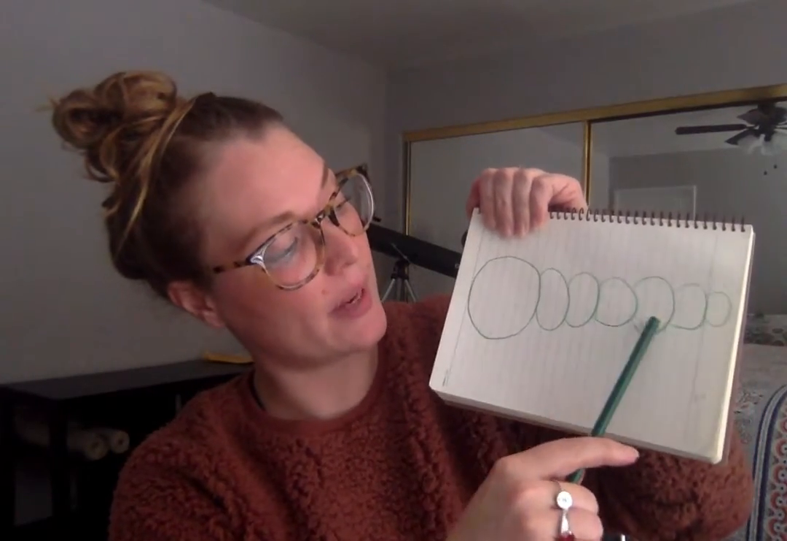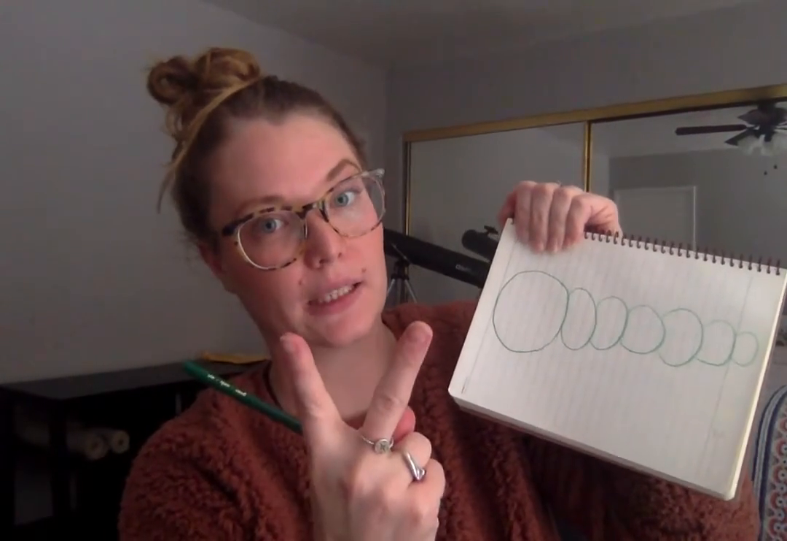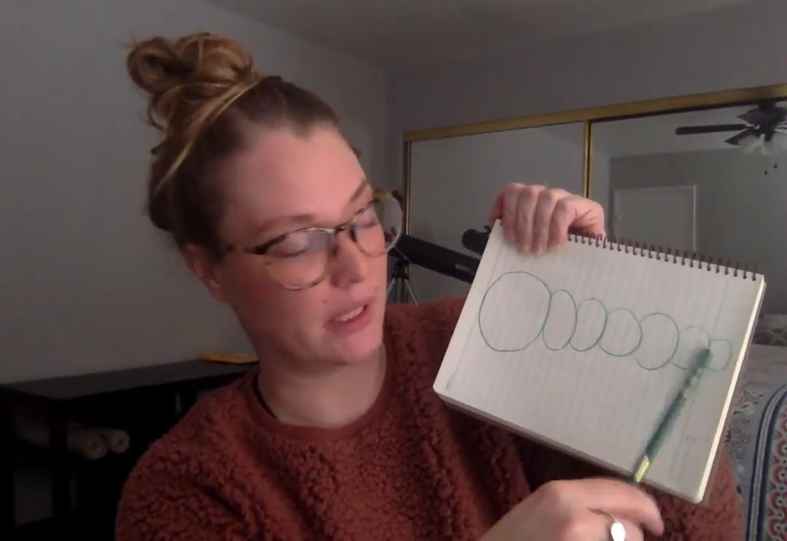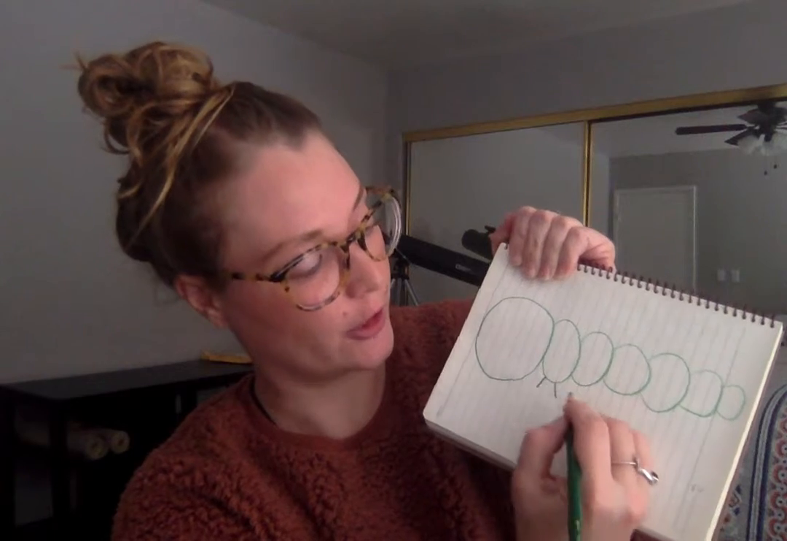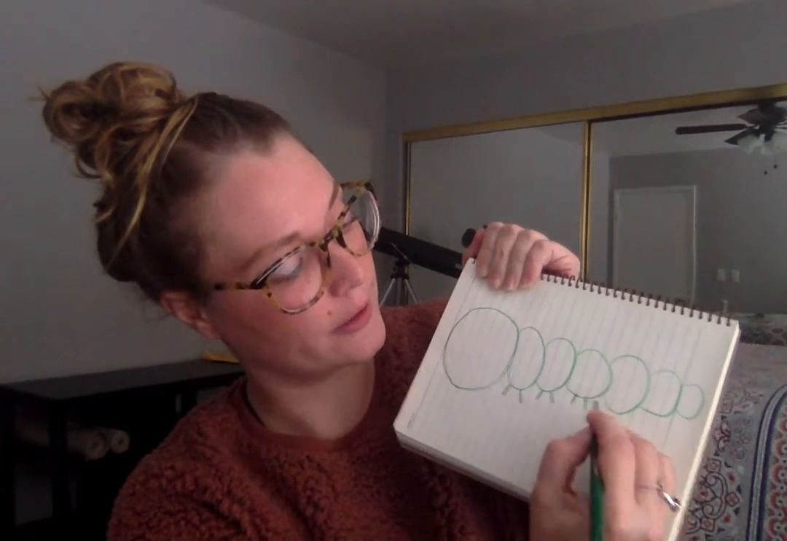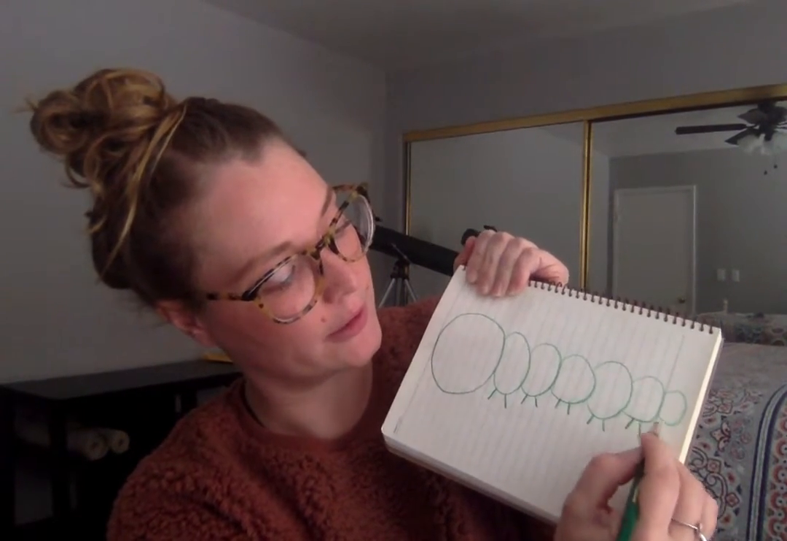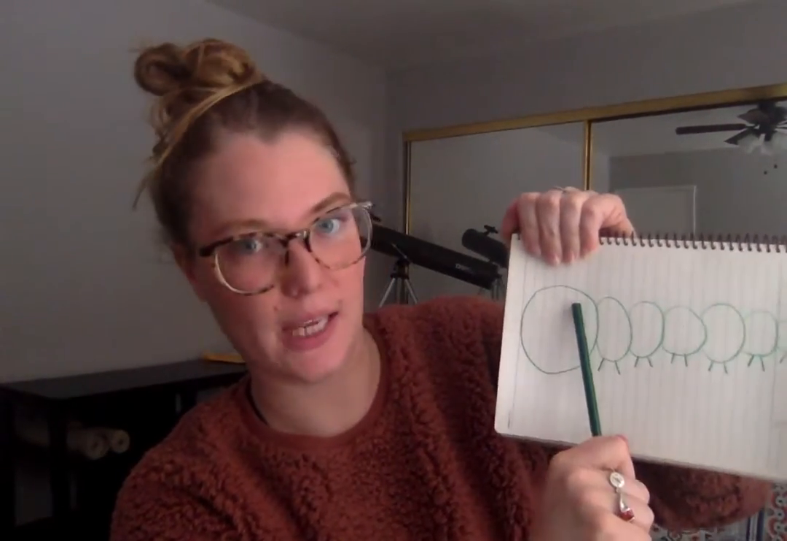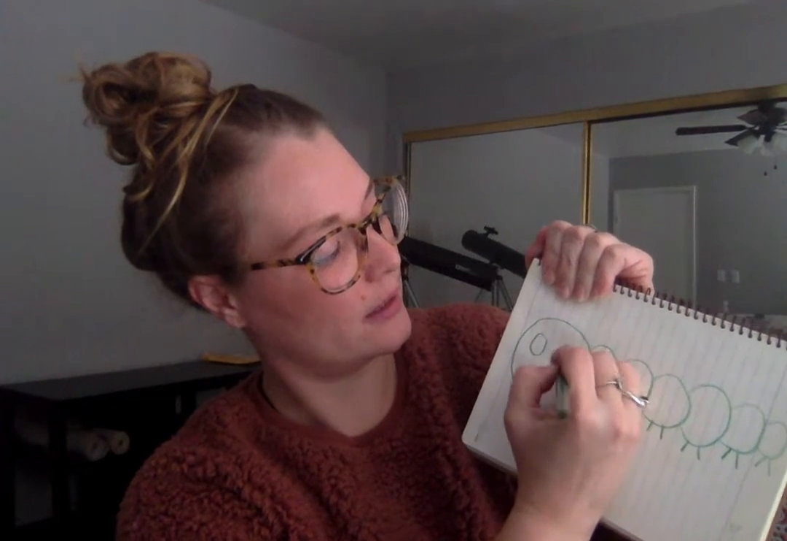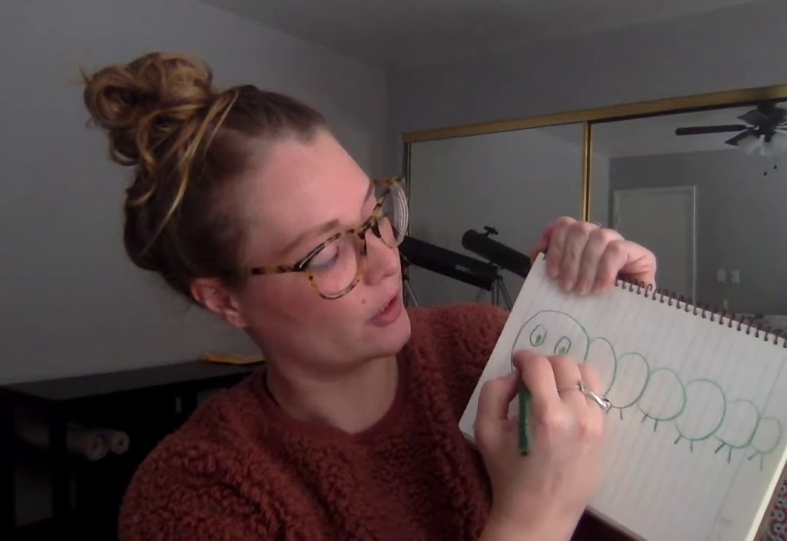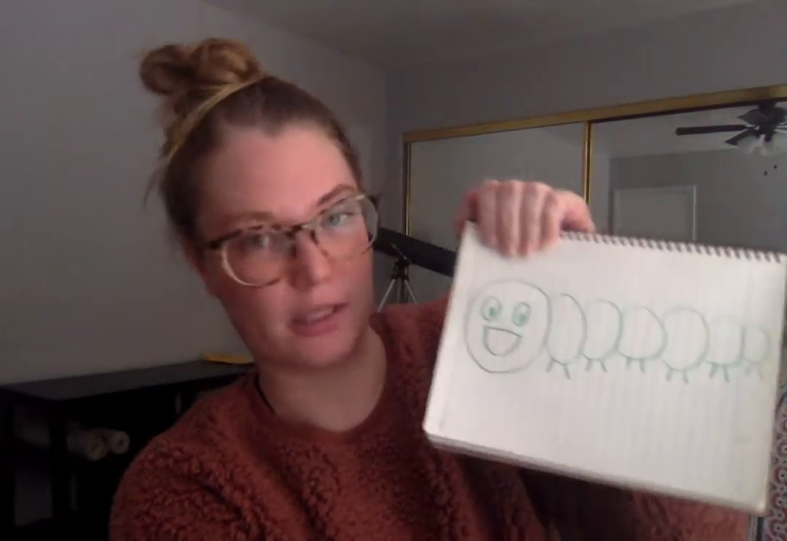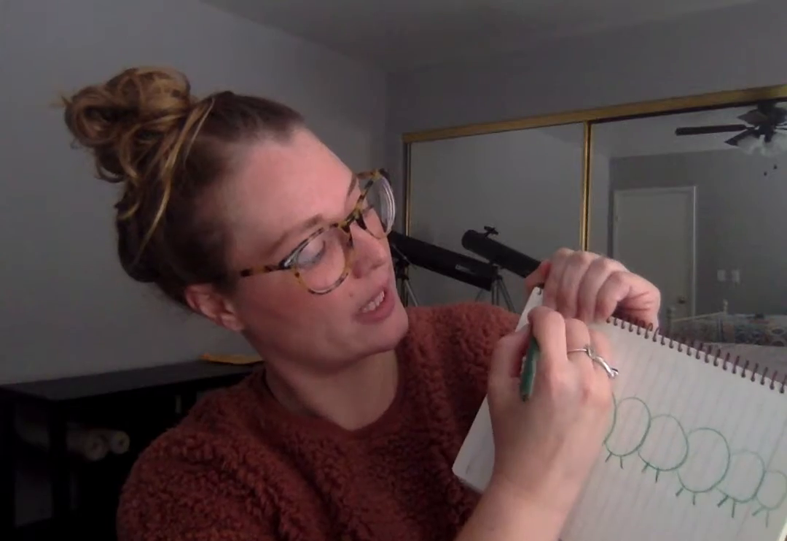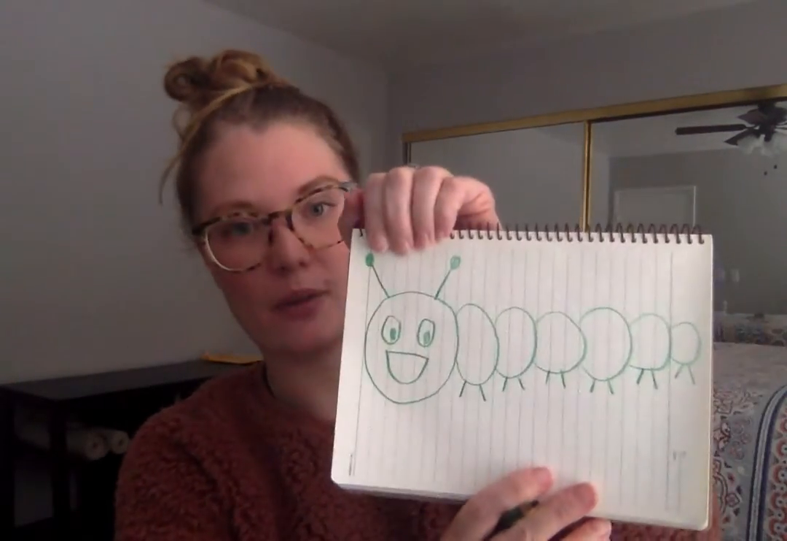Then, on each one of his body segments, he gets two legs. Two legs. Not on his head, just on his body segments. So, 1, 2, 1, 2, 1, 2, 1, 2, 1, 2, 1, 2. There we go. I'm going to go back to his head now and draw him a little face. My caterpillar is going to be a happy caterpillar because he always gets to eat lots of food. And then his antennas, so he can sense his environment around him.